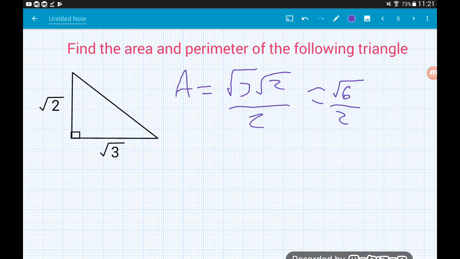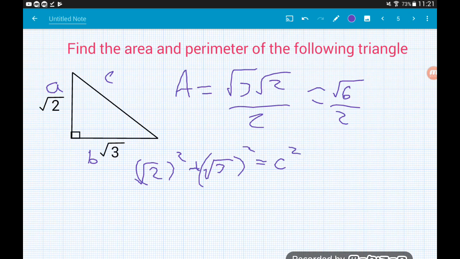Now as for the perimeter, we're going to need to play Pythagoras. So if we call this side A, this side B, this side C, remember Pythagoras tells us that A squared plus B squared is equal to C squared. So in other words, root 2 squared add root 3 squared will give us C squared. Now root 2 squared is 2, root 3 squared is 3, so we've got 2 plus 3 is equal to C squared. Now 2 plus 3 on a good day is 5, so that would then tell us that C is equal to root 5.